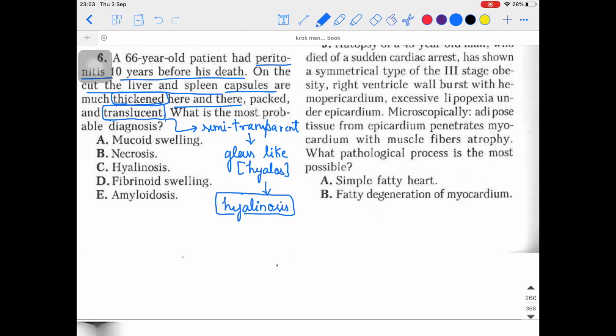Fibrinoid swelling further, it may be generalized. For example, it can be present in the systemic disease of the connective tissue, or it can be present in localized tissues as well, for example in chronic inflammations, right? So that was a common differentiation which you can make out in the fibrinoid changes or the mucoid swelling. This particular question had the answer as hyalinosis because they were talking about the translucent structure. I hope this is clear.